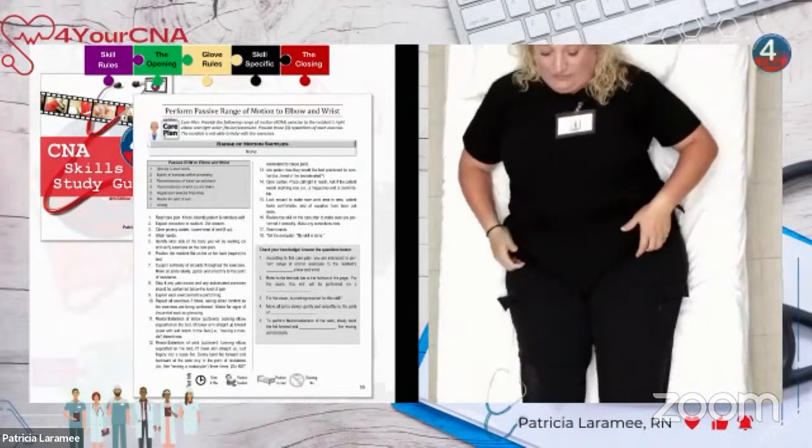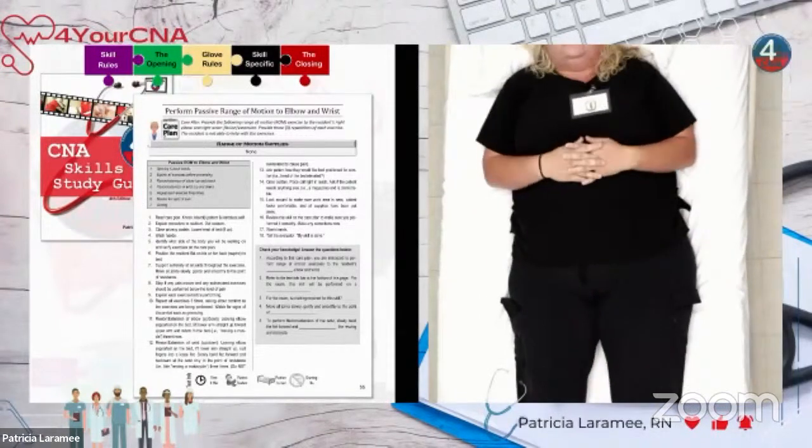Now I am going to simulate hand washing for the sake of time. Remember, after your first skill, you're going to be told to simulate hand washing during the test. Because where do those evaluators want to be? That's right. So here we go.